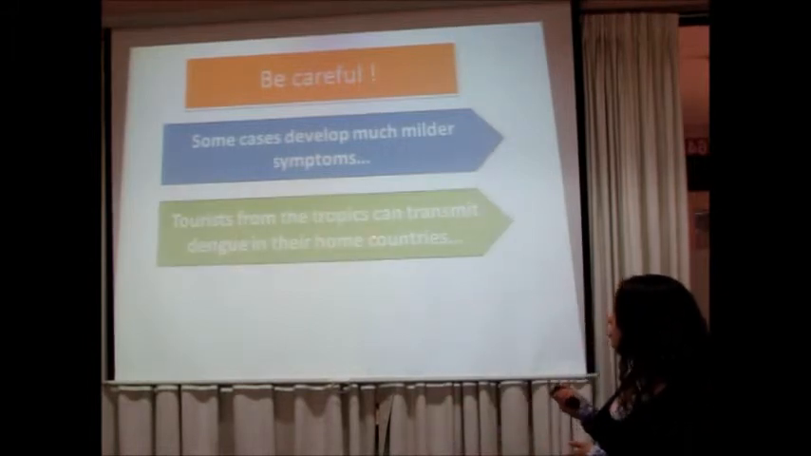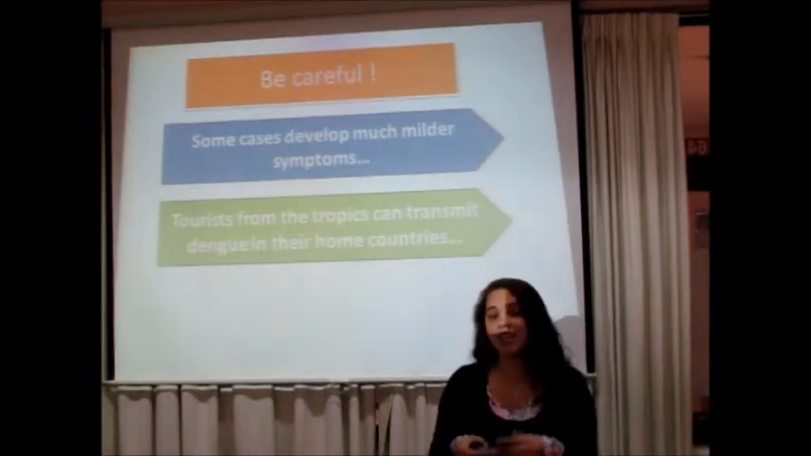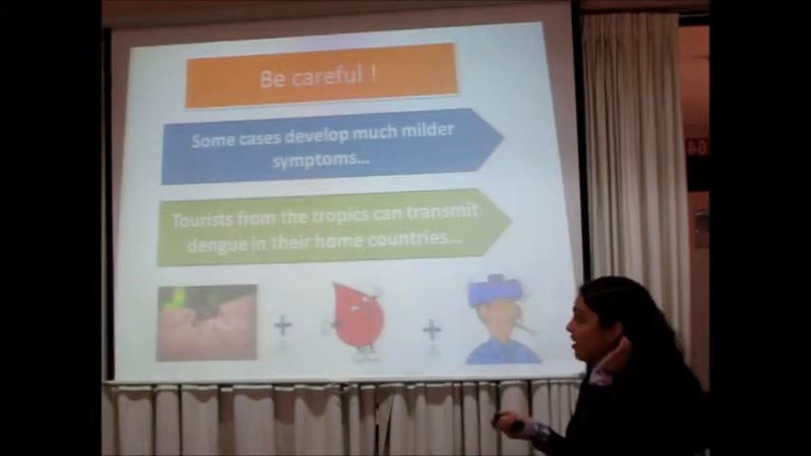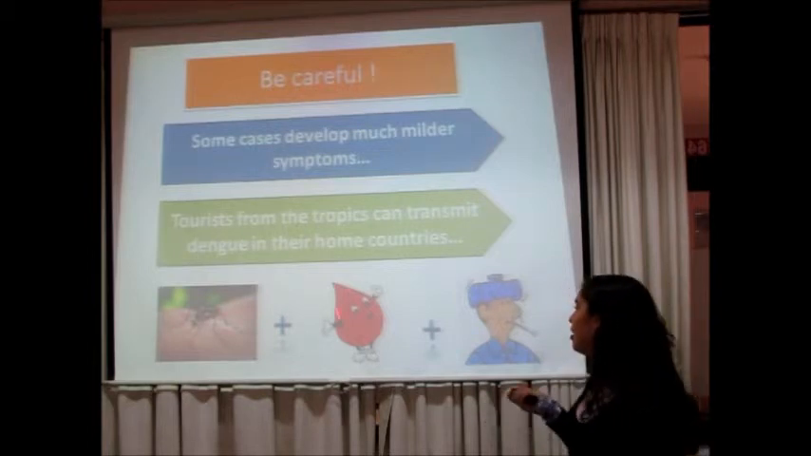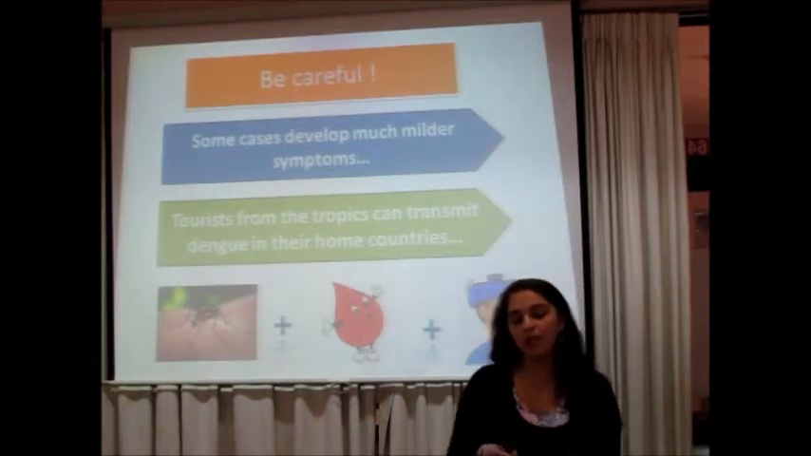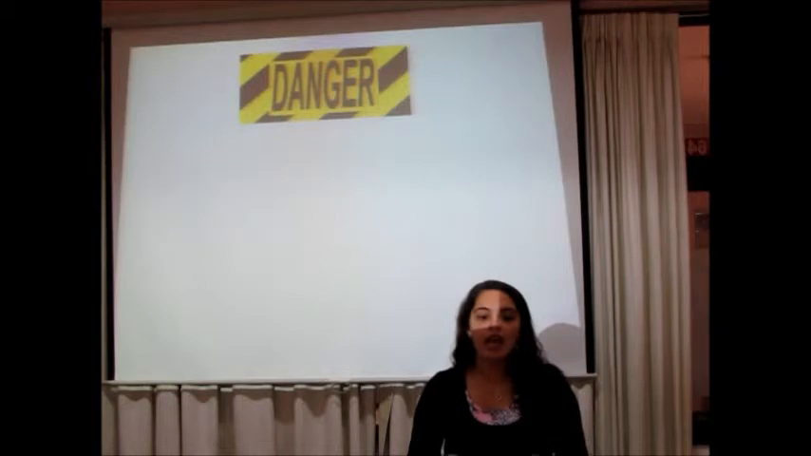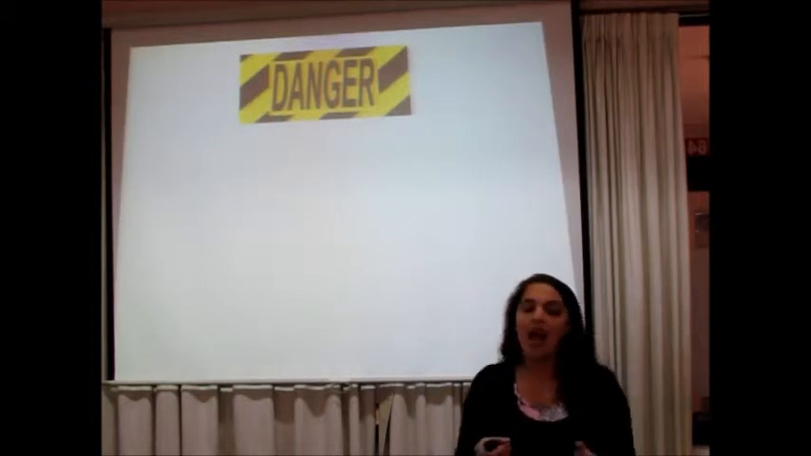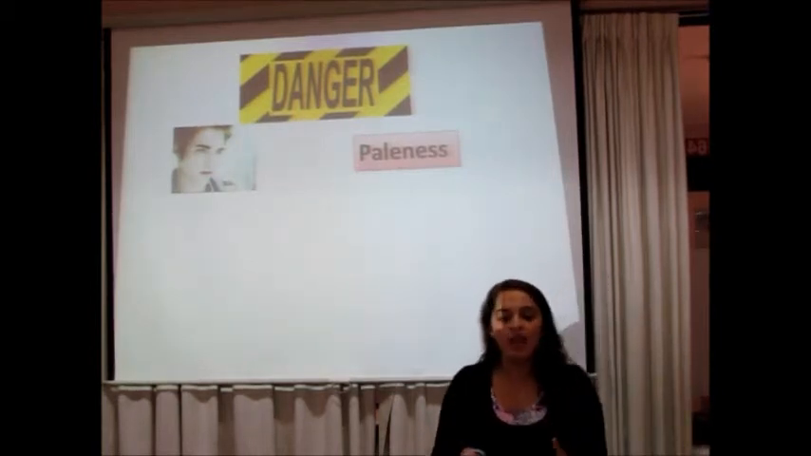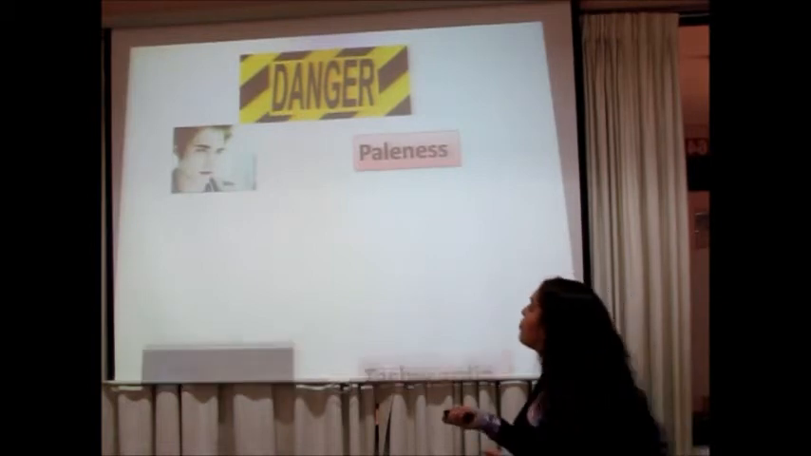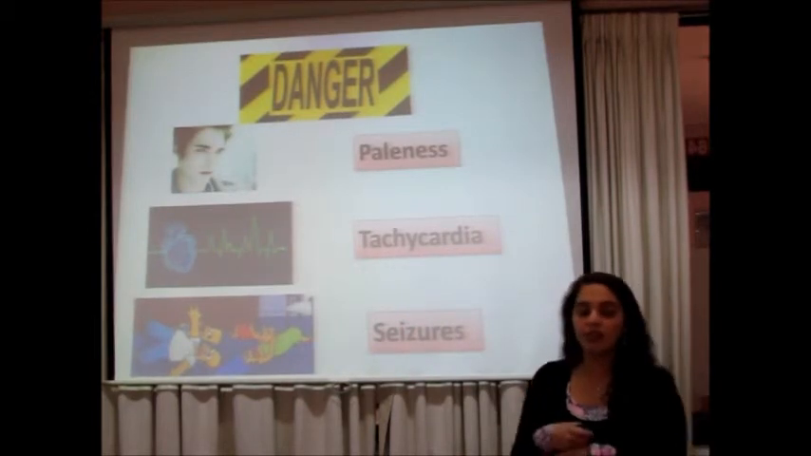So, tourists from the tropics can transmit dengue in their home countries, having not been properly diagnosed at the height of their illness. And finally, patients with dengue can pass on the infection only through mosquitoes and blood products, and only while they are still febrile. Danger. The warning signs in a patient with dengue can mean impending circulatory collapse, and these warning signs include paleness, an extreme paleness and coldness in the hands and feet, tachycardia, tachypnea, hypotension, seizures, and sometimes irritability.